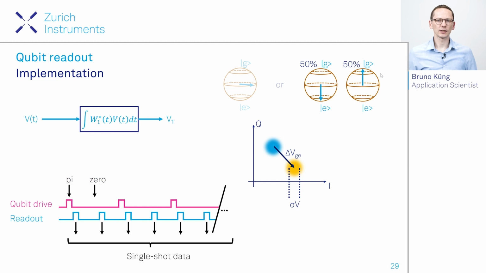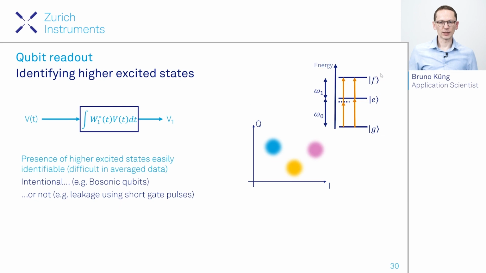One way to get these data and to realize in particular the top right situation, where the qubit is half in ground, half in excited, is this pulse sequence on the bottom, where we apply a pi pulse or zero pulse in an interleaved way and always read the qubit right afterwards, and this gives us a large ensemble of data points. One really nice thing where this becomes really visible how useful it is to look at data in this way is when there are more excited states present in the data.